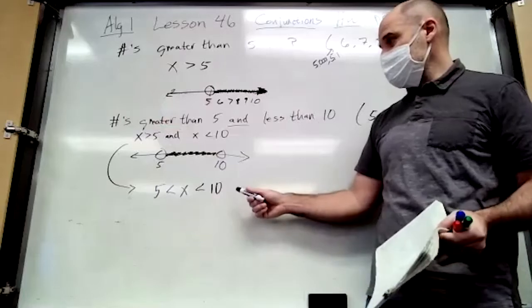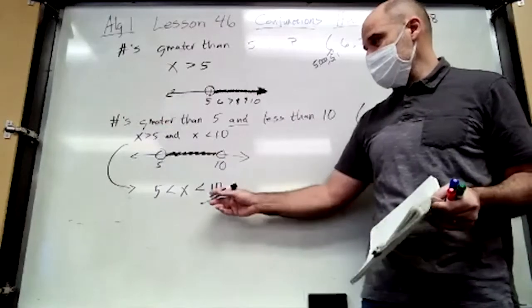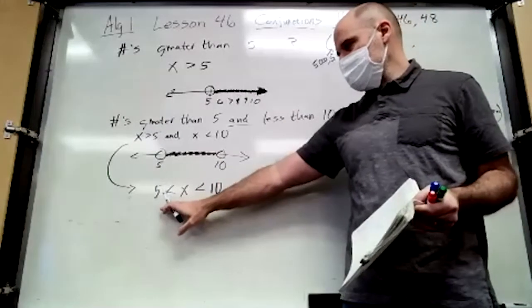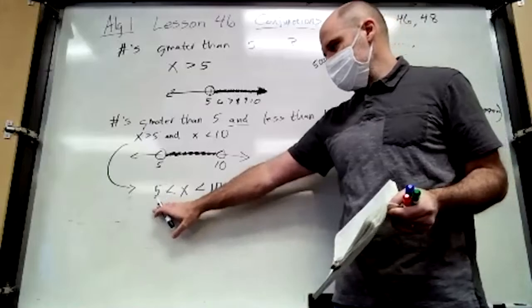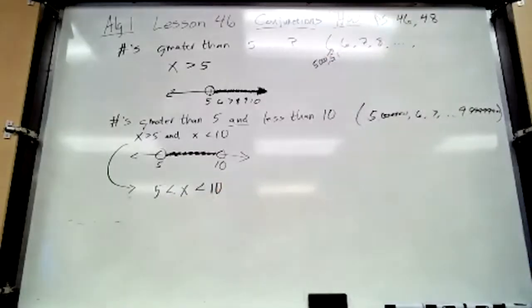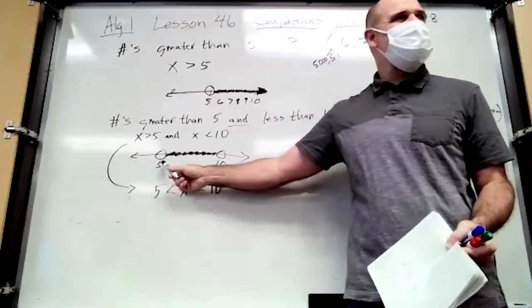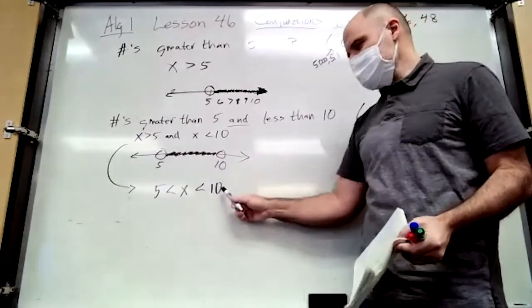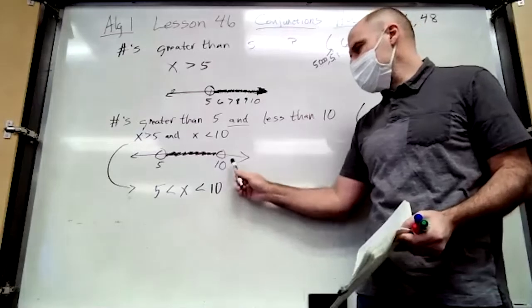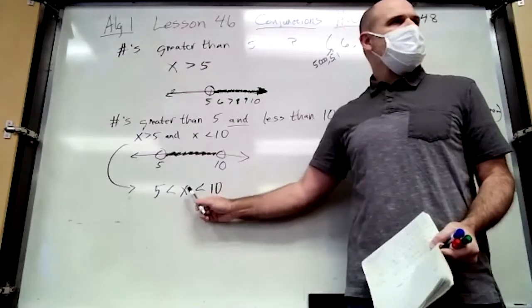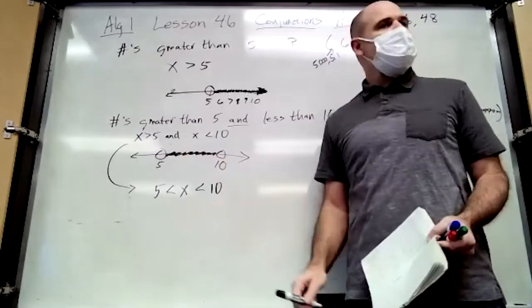Now this is a conjunction, so it joins two things together. Basically what you're doing is this. The statement looks a lot like the graph. You'll see how the 5 is in the same place that it is on the graph. The 10 is the same place it is on the graph. The x is what you're shading, that's in the middle. So the x is always in the middle.